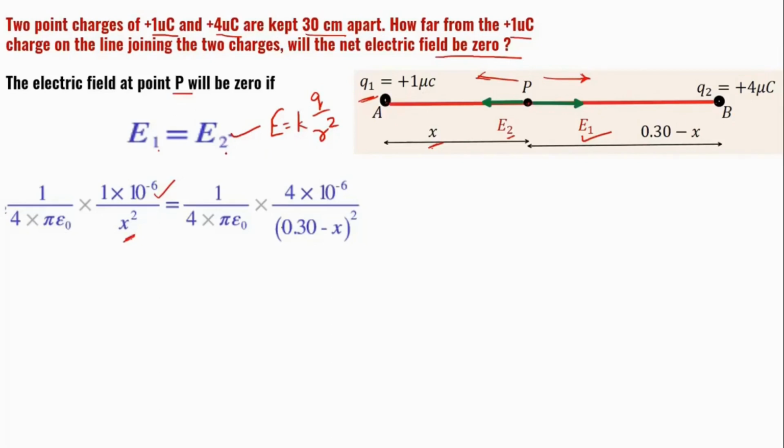Similarly, if we want to find the value of E2, the same magnitude applies. So 1 upon 4 pi epsilon naught. Here E2 is due to the plus 4 microcoulomb, so we have converted it as 4 into 10 to the power minus 6 coulomb, upon the separation between P and Q2. It is 0.30 minus x whole square.